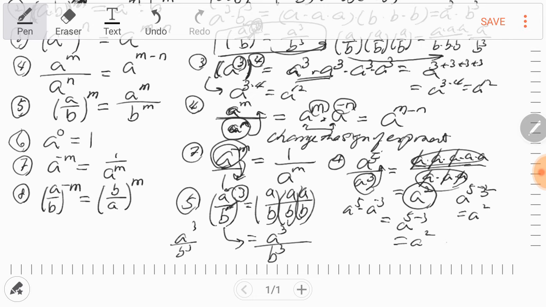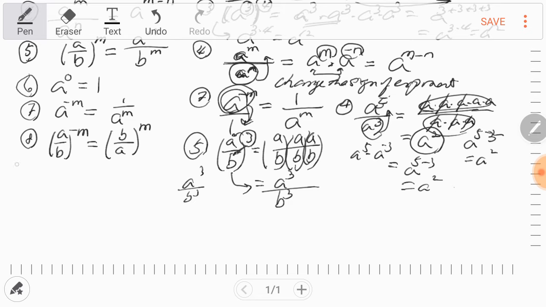All right, and then number 6. Here is a base, non-zero a. The base is not 0. It is a number that is not 0. Then if you raise it to the 0 power, it's always 1. So even x plus 1 raised to the 0 power is also 1. As long as the base is not 0, if the power is 0, then the result is always 1.